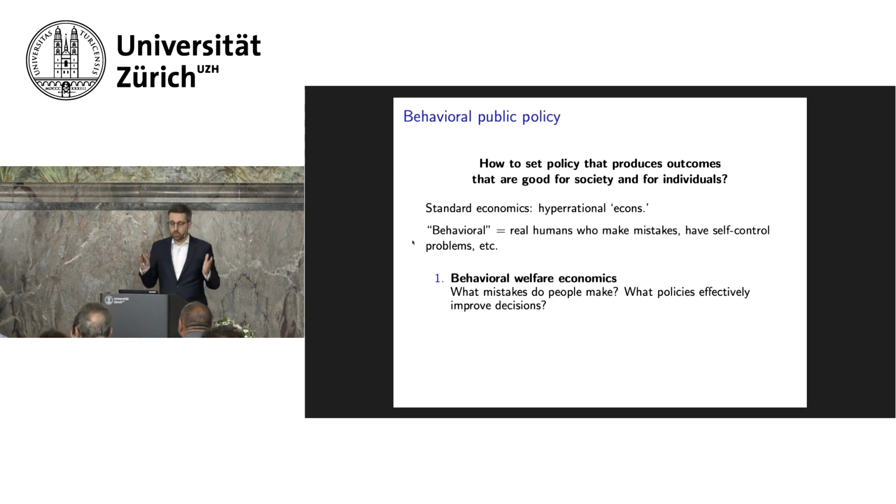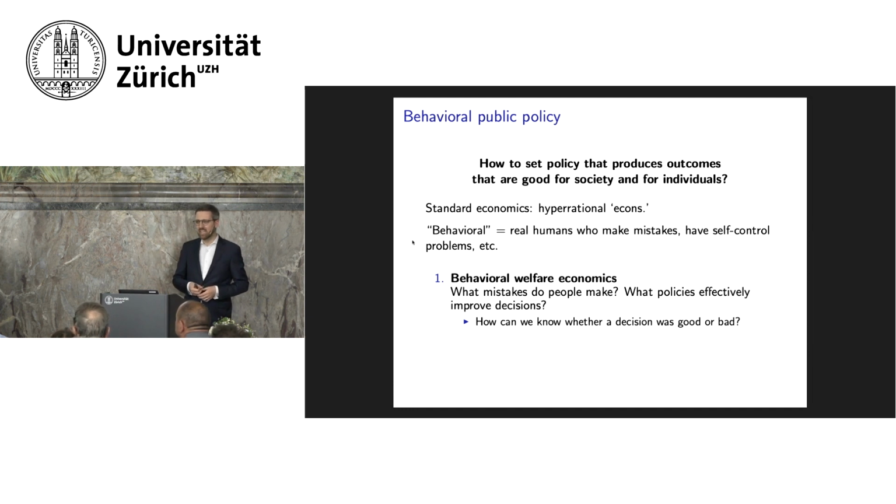And there's basically two parts to behavioral public policy. One is behavioral welfare economics, which asks the question, what type of mistakes do people make, and what policies effectively improve decisions? Now, what mistakes people make might be obvious because it's easy to have an opinion about whether somebody else's decision is good or bad. But when we inform policymaking, we would like to have more than an opinion. We would have to have scientific evidence. And that, as you're going to see, is much harder to obtain.